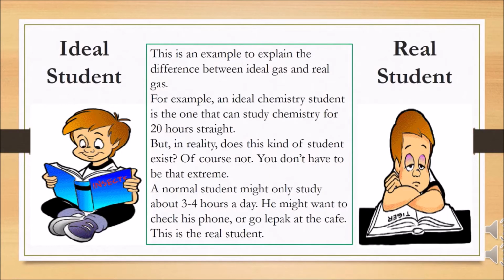This is an example to explain the difference between ideal gas and real gas. For example, an ideal chemistry student is the one that can study chemistry for 20 hours straight. But, in reality, does this kind of student exist? Of course not. You don't have to be that extreme. A normal student might only study about 3 to 4 hours a day. He might want to check his phone, or go lepak at the cafe. This is the real student.